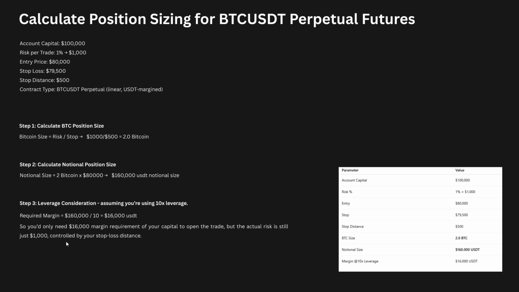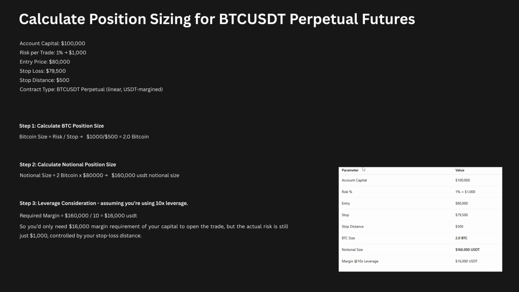You're still risking $1,000 with far less capital, using leverage to still fulfill the notional size that you had intended. So that's really the main purpose of leverage: to reduce your counterparty risk and to put on the required size that you would like to put on, yet you're risking 1% of your account. And I've summarized this over here.